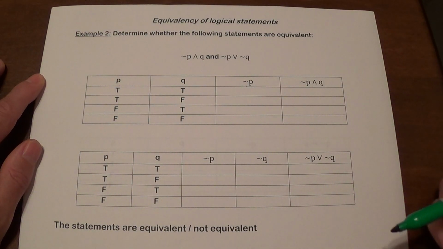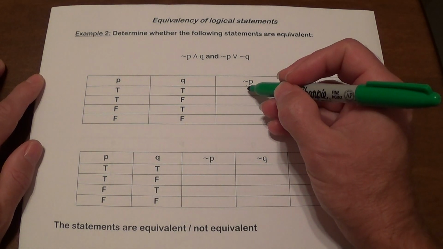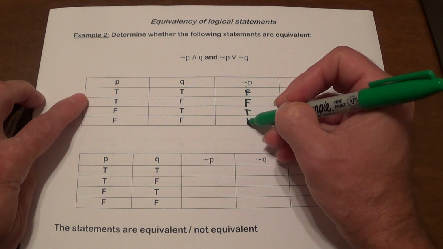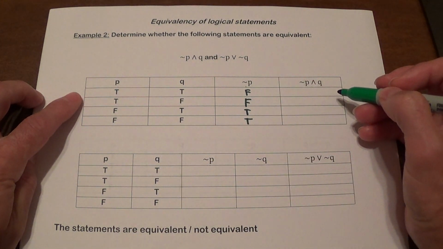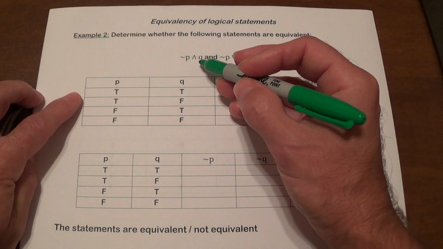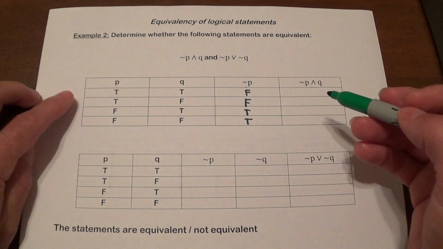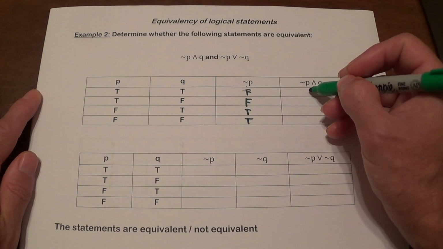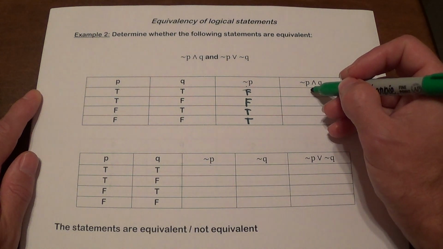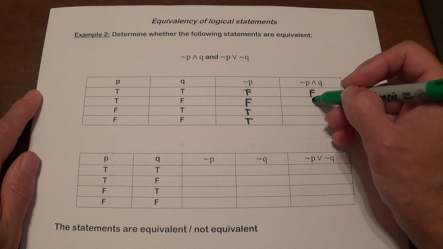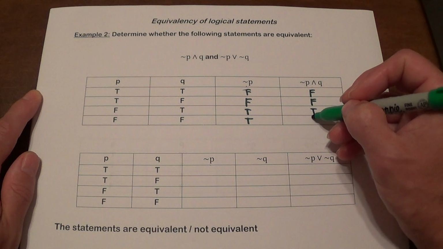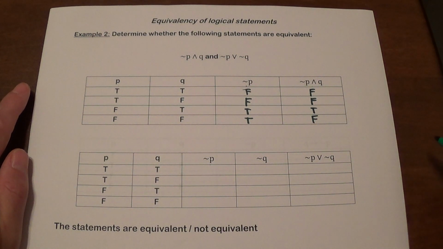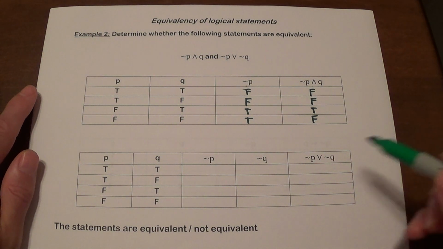Next, these two statements. Not P will be false, false, true, true. Not P and Q, so that's these two, will be false, false, true, false. The other one is not P or not Q.